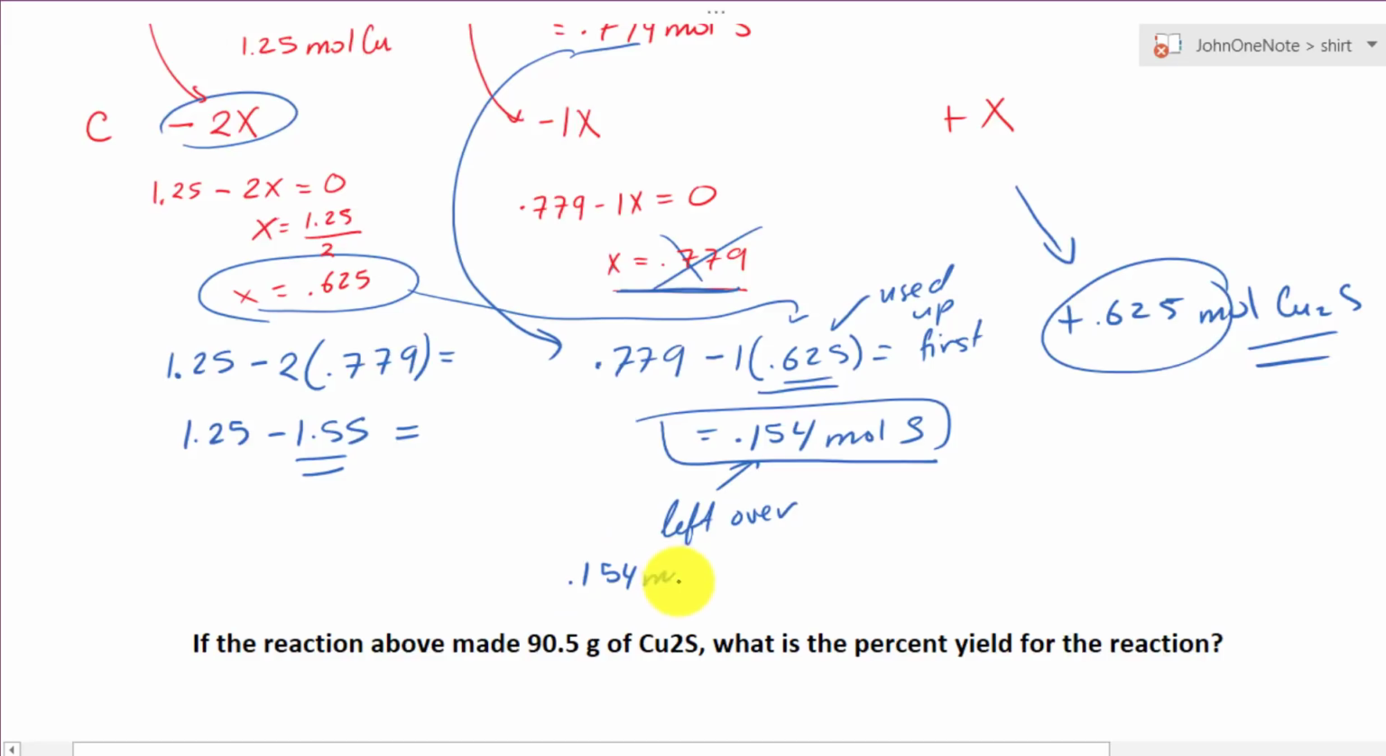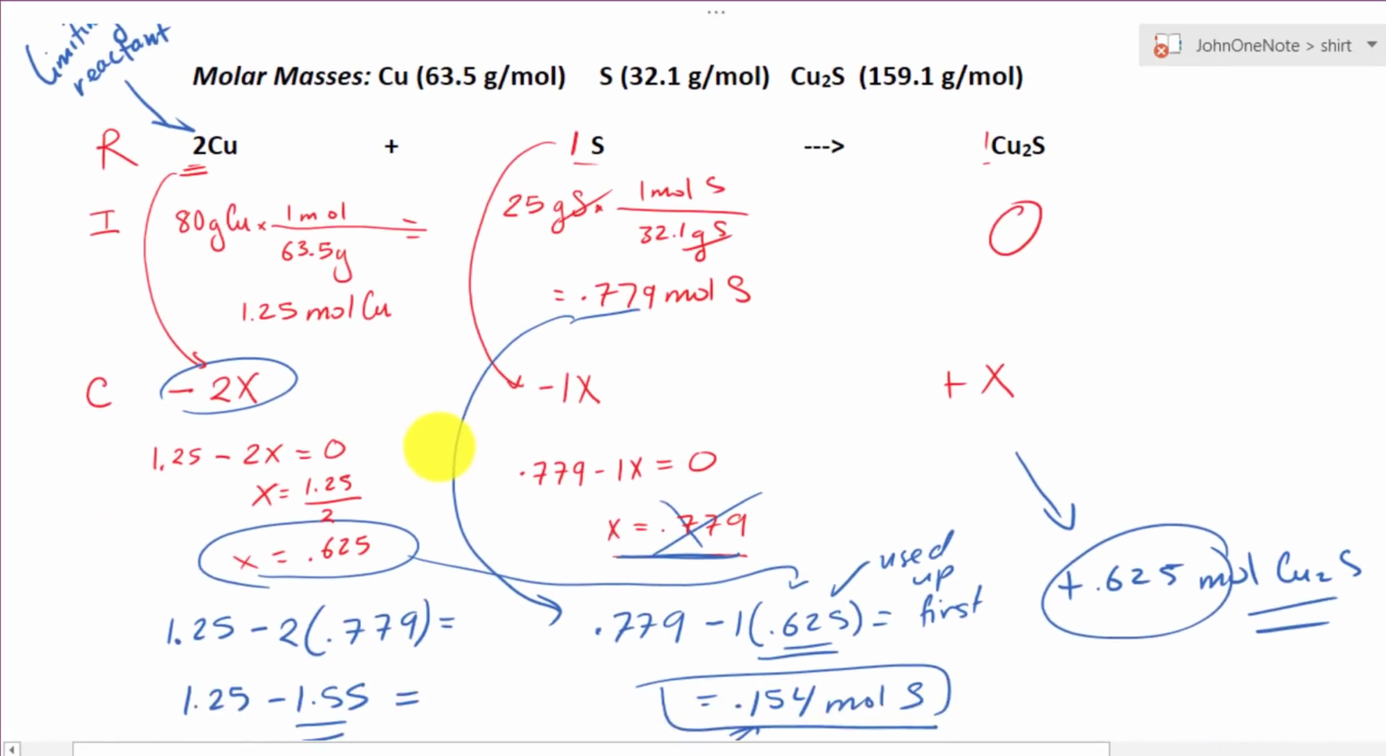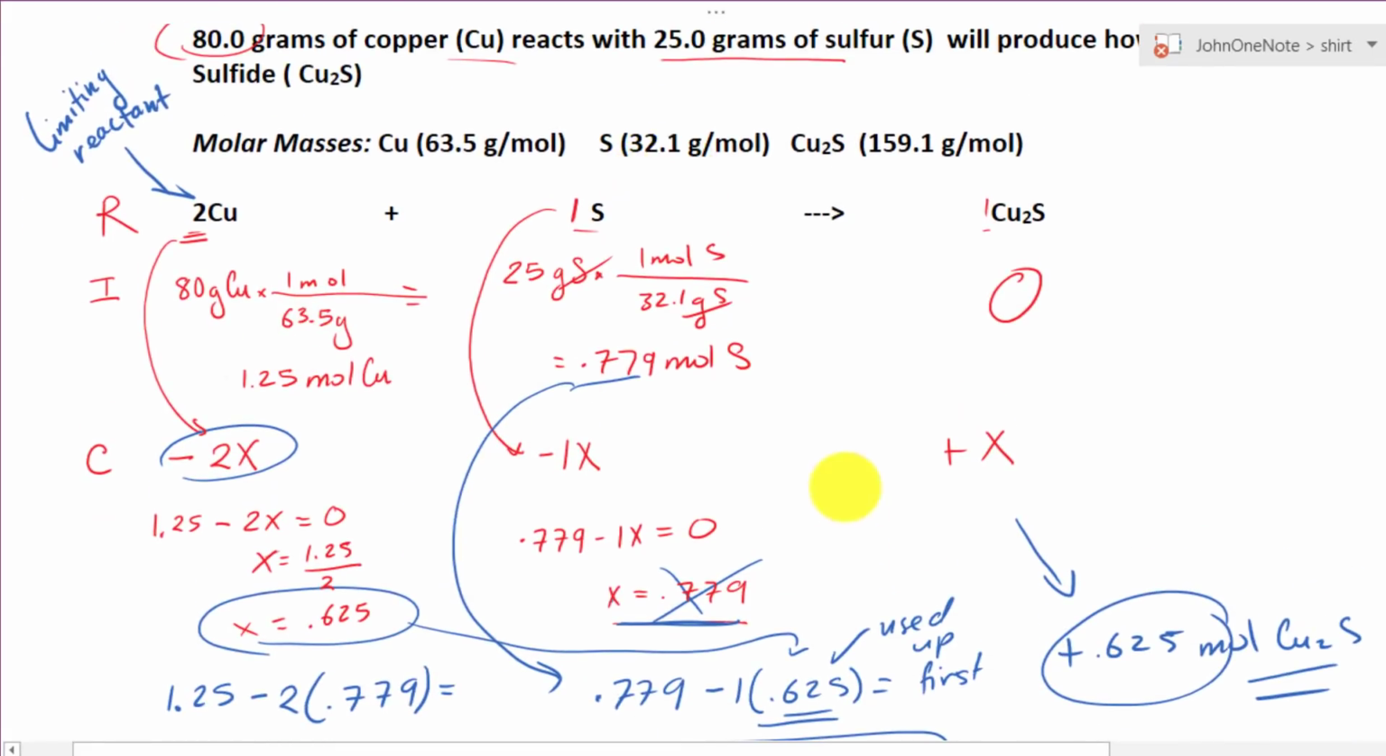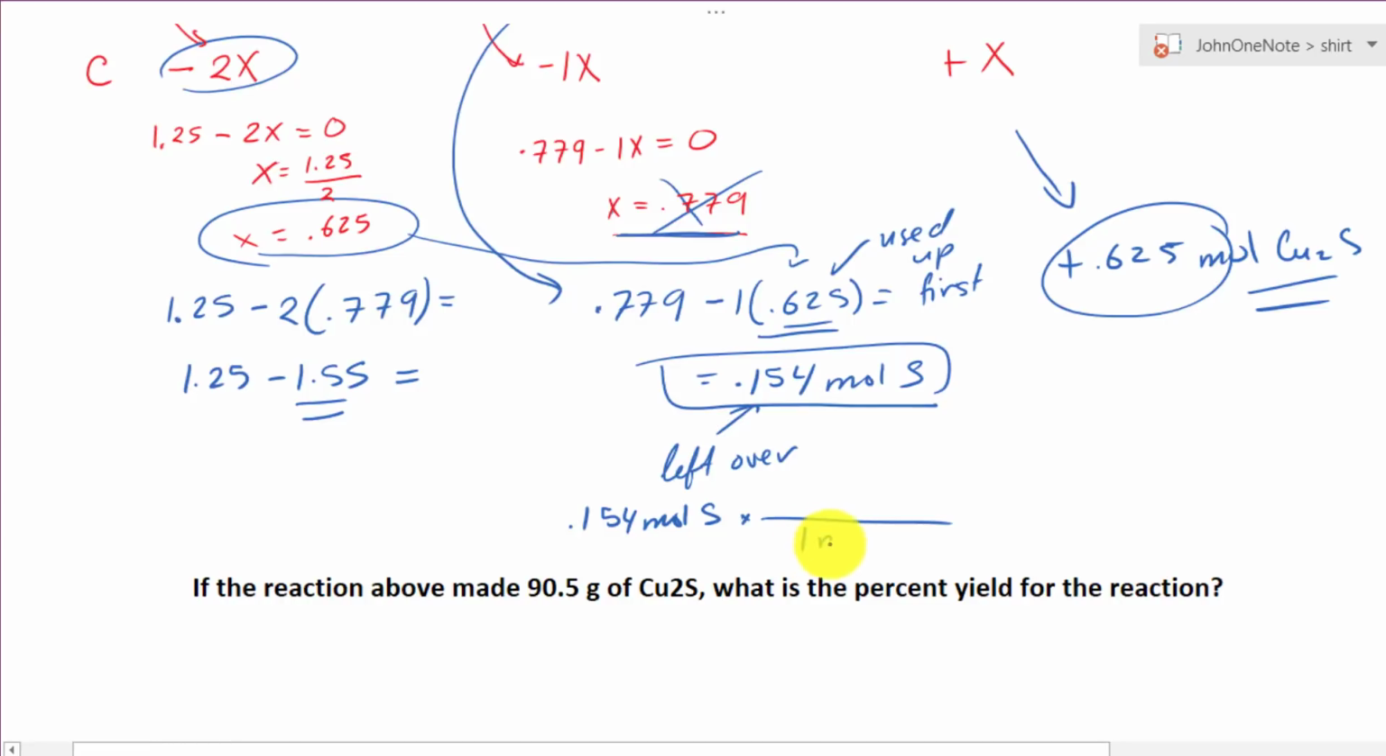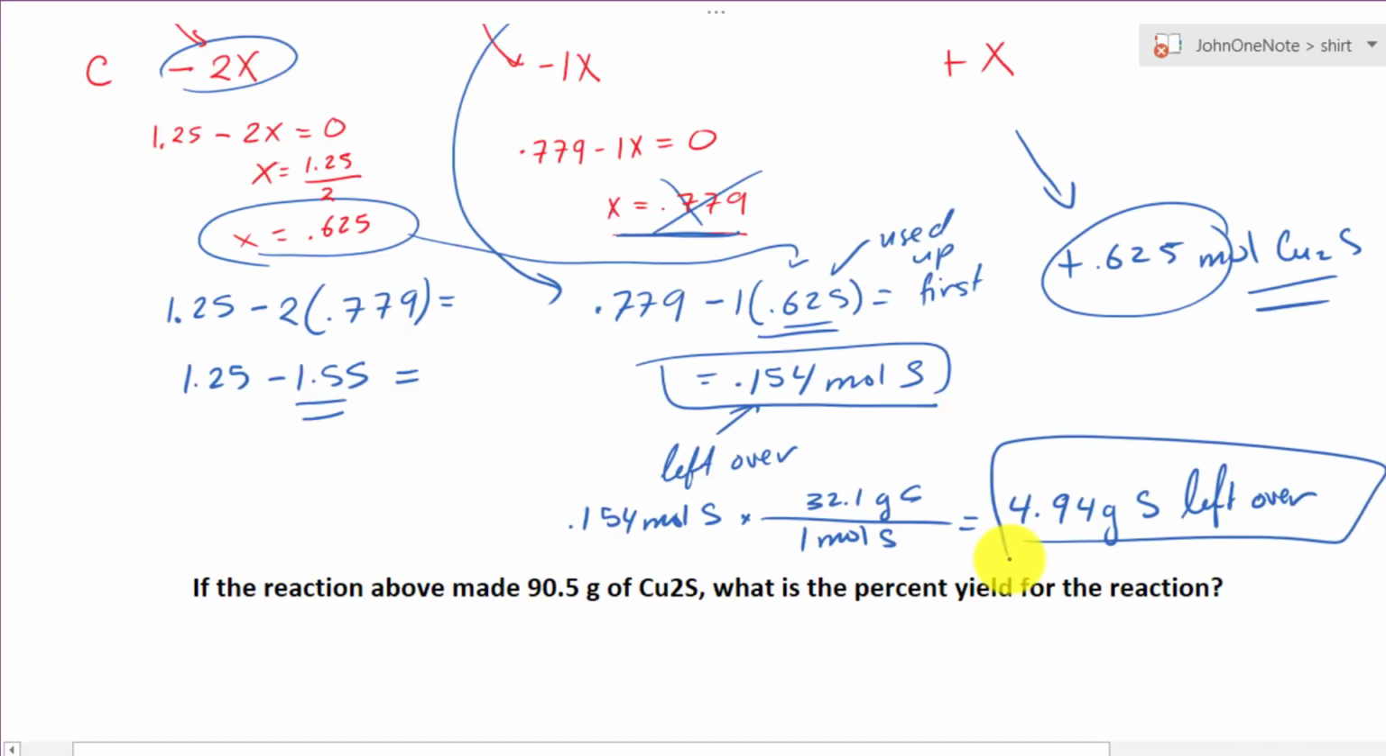So we have 0.154 moles of sulfur left over, and we're going to convert this to grams. Easy. We go back and look at the molar mass, which is 32.1. So therefore, now we have 1 mole on the bottom for sulfur and 32.1 grams of sulfur on the top. So plug into a calculator, times 32.1 equals 4.94 grams of sulfur left over. Easy, isn't it? There you go.